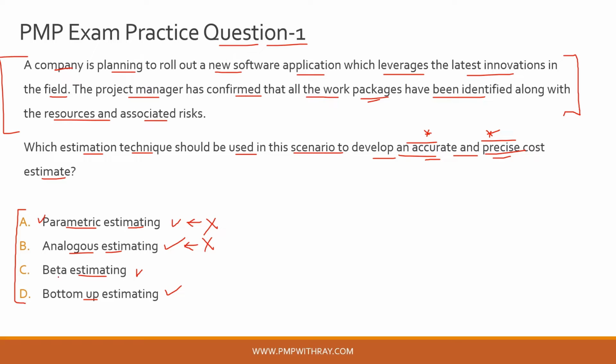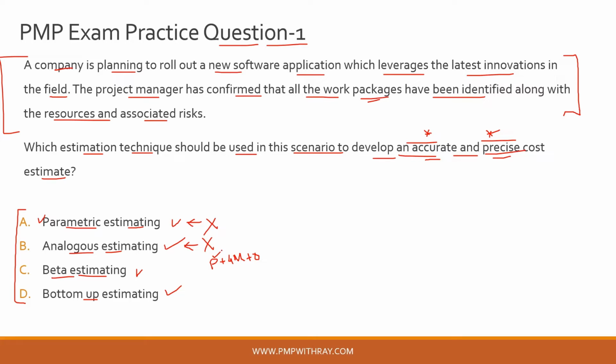Let's look at option C, which is beta estimating. So beta estimating is also a probabilistic estimation technique that considers the best case, worst case, and the most likely scenarios for various project parameters such as cost or duration. So for example, if you remember the formula of P plus 4M plus O, right?